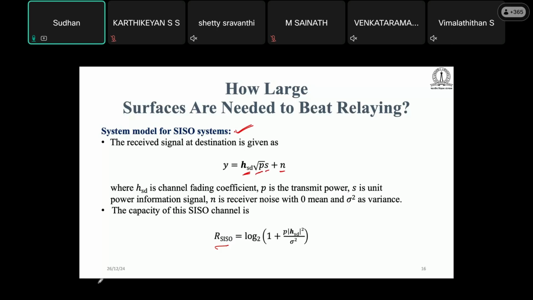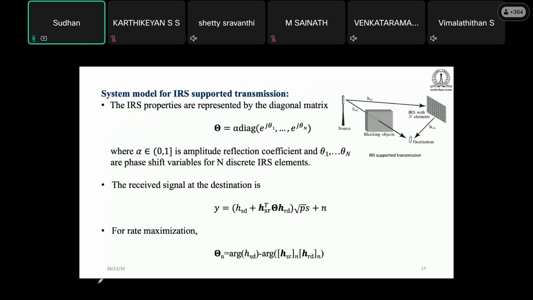Now let us calculate the capacity for the IRS channel. Then we'll compare which one is better, which one is providing more capacity. We talked about IRS having applications, but theoretically we'll also see how much capacity we get if we use IRS.